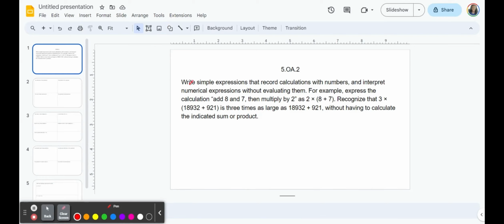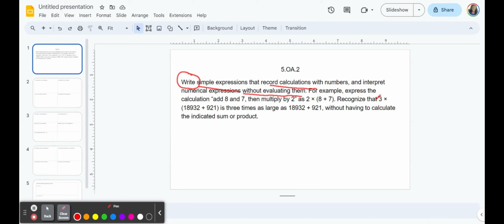In this standard, we have simple expressions, and what we'll be doing is writing them. We'll record calculations with the numbers and interpret without evaluating them. They provide an example here. They have the calculation, add 8 and 7, then multiply by 2. To simply write that, it'll be 8 plus 7 within parentheses, and then multiply it by 2.